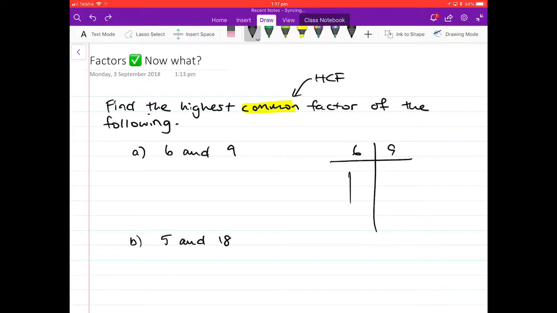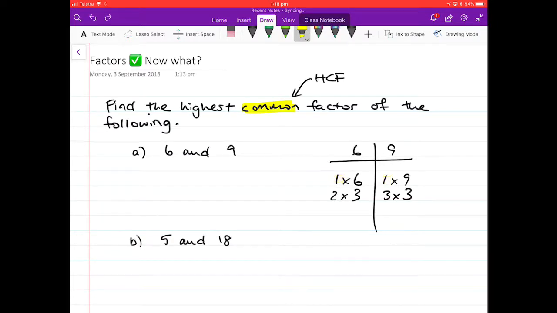Down the left-hand column, we've got the number 6, and on the right-hand side, we've got the number 9. I'm going to go through all the factors of 6, and I'm going to do the same for 9. This puts all the factors of 6 and all the factors of 9 in the one spot, and then we can start picking out the highest one that's common to both sides. Now you can look here, we've got 1s on both sides.